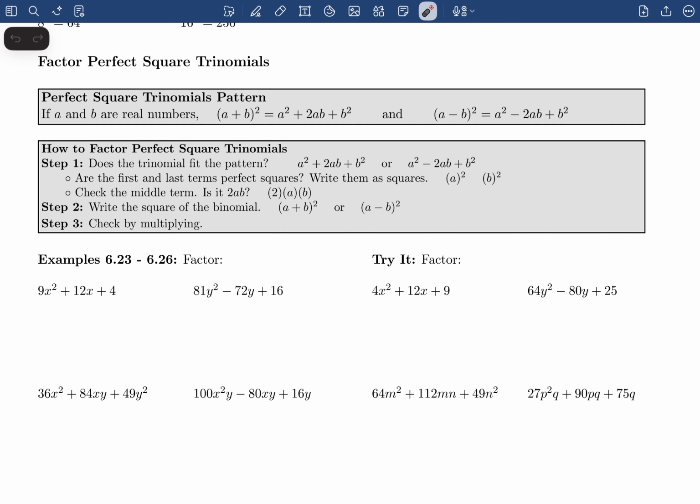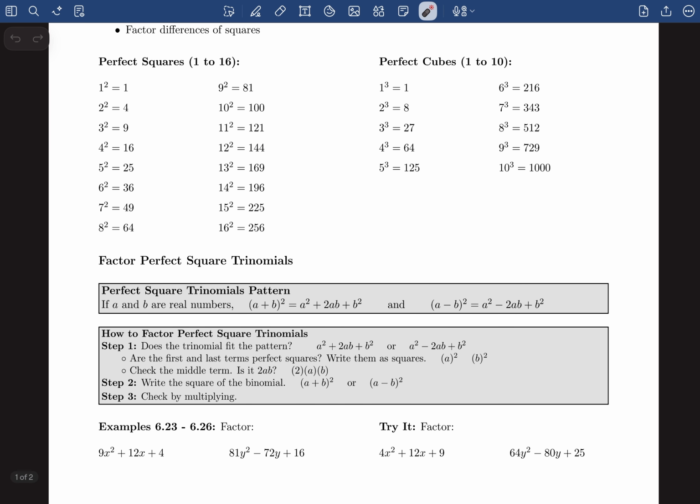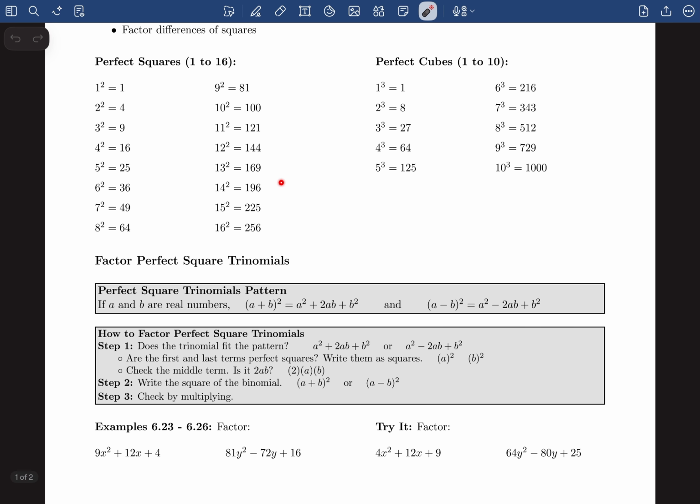To check that, are the first and last terms perfect squares? Write them as squares. That's why we have to know our perfect squares really well, because we have to recognize those perfect squares as they come up. Looking at this first example, where I have 9x squared plus 12x plus 4, I notice the first value is 9, which is a perfect square. 9 is 3 squared. And then 4 is a perfect square, 2 squared.